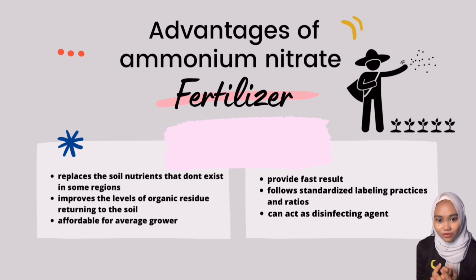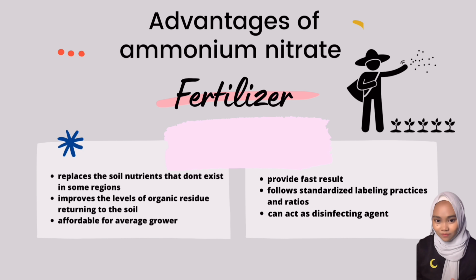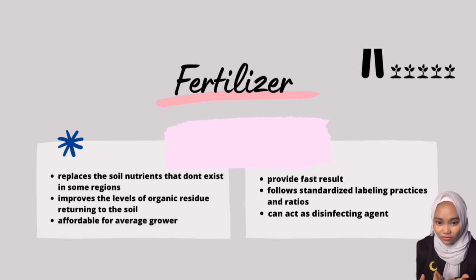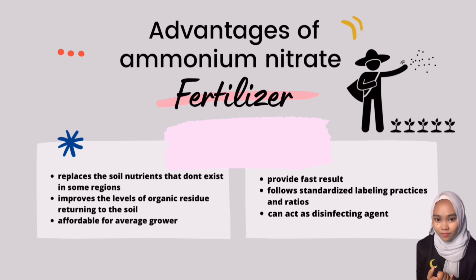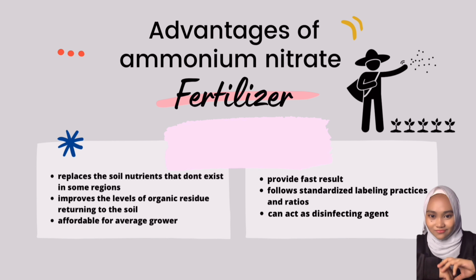If we use ammonium nitrate as our fertilizer, we don't need to wait for several weeks or months to see the result because ammonium nitrate provides a fast result. So we don't need to waste our time waiting for the plant to grow because we can use ammonium nitrate to provide fast growth.